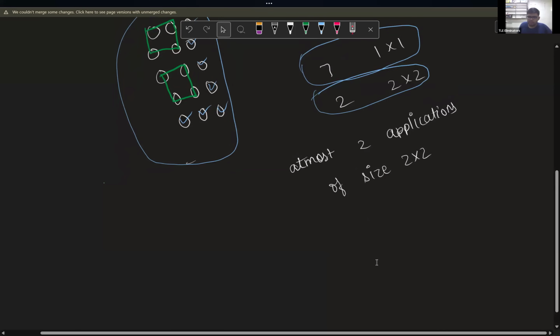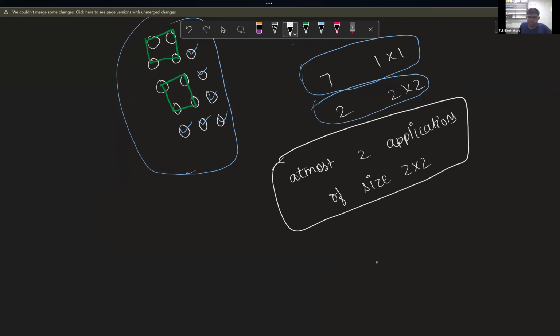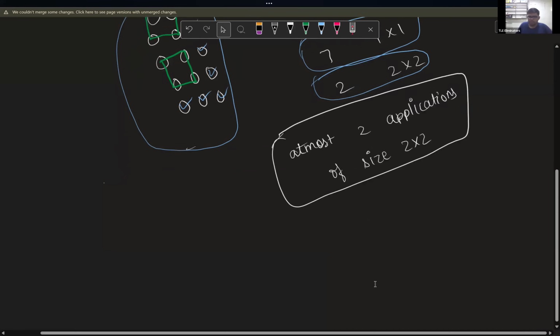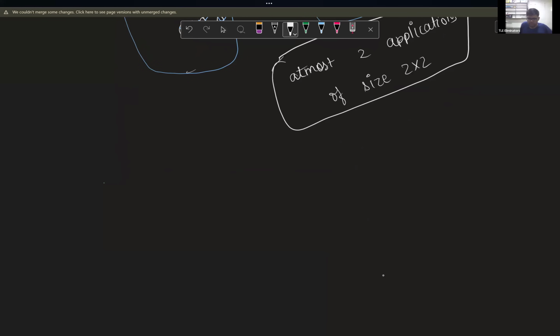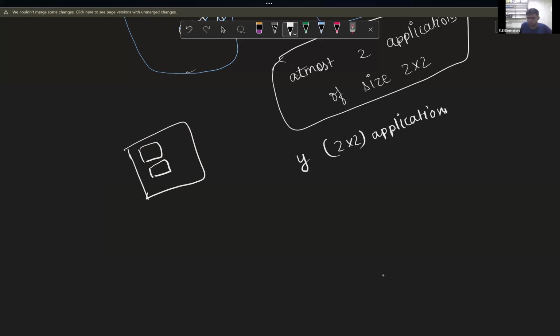Okay, so this was the first observation I had. I just got it almost instantly. And as soon as I noticed this, I realized that you really need to put up all those Y applications with 2 into 2 dimensions first. Once you place all of them, in all the screens where you placed two blocks of 2 into 2 dimensions, there you will have seven positions where you can place the 1 into 1 block.